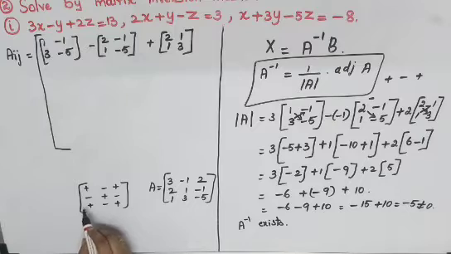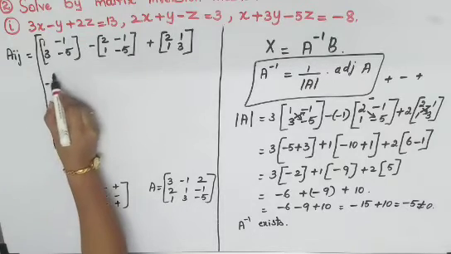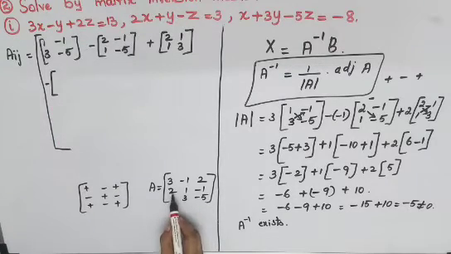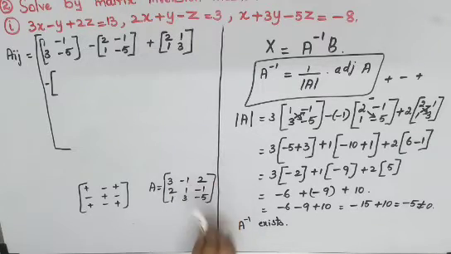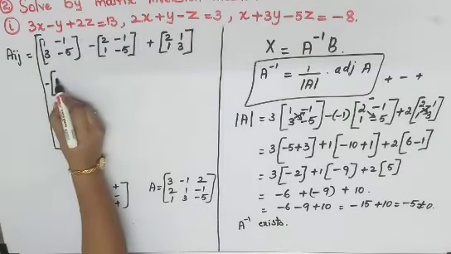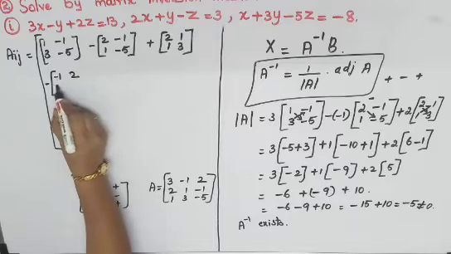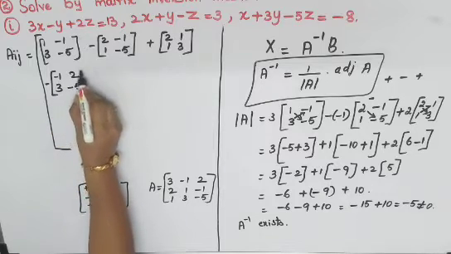Next, second row, first element: minus is there. So put minus, open your bracket. The minor of 2 you will have to find. Remove that column and the corresponding row, the second row. The left out is minus 1, 2, 3 minus 5.